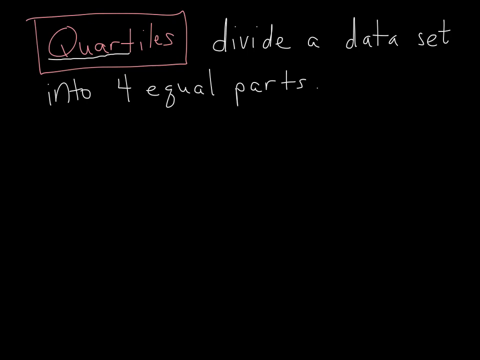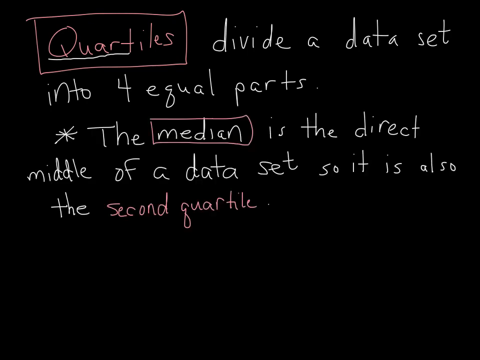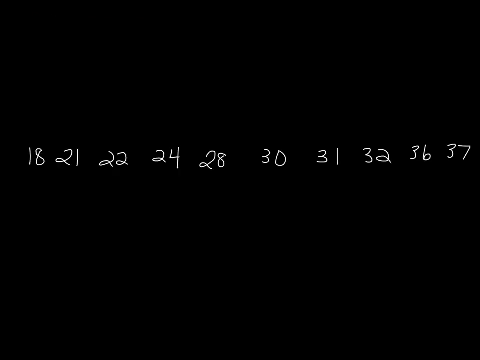Quartiles divide a data set into 4 equal parts. And when you hear quartiles or you see the word, you should be able to see this first part, which is quart, like quarter, and then you should be able to connect that, like there are 4 quarters in a dollar. That's a part of the word that we can try to connect to. The median, which we've already talked about too, is actually the direct middle of a data set, so it's also technically the second quartile. We don't usually call it that because we only refer to it as the median, but in a minute you're going to hear about the first and third quartiles, so if you wonder what happened to the second one, it's actually the median of our data set.